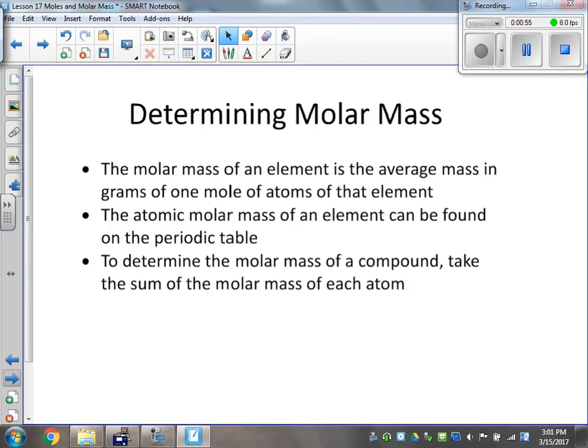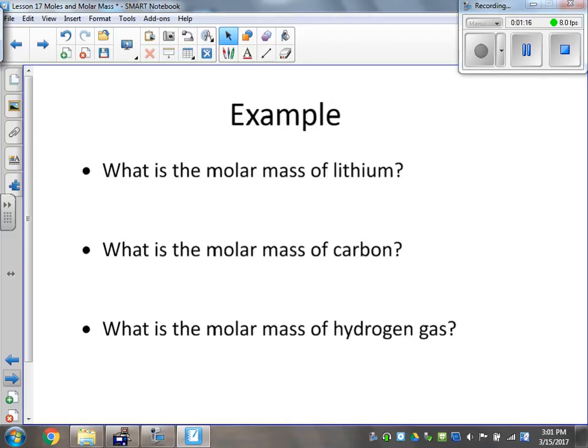The molar mass of an element is the average mass in grams of 1 mole of atoms of that element. The atomic molar mass of an element can be found on the periodic table. And to determine the molar mass of a compound, you have to take into account all the parts of the compound, so all the atoms. We're just going to get right to some examples. You've got these examples on here, so get your periodic tables out. If you don't have one, go get one over there on the top.